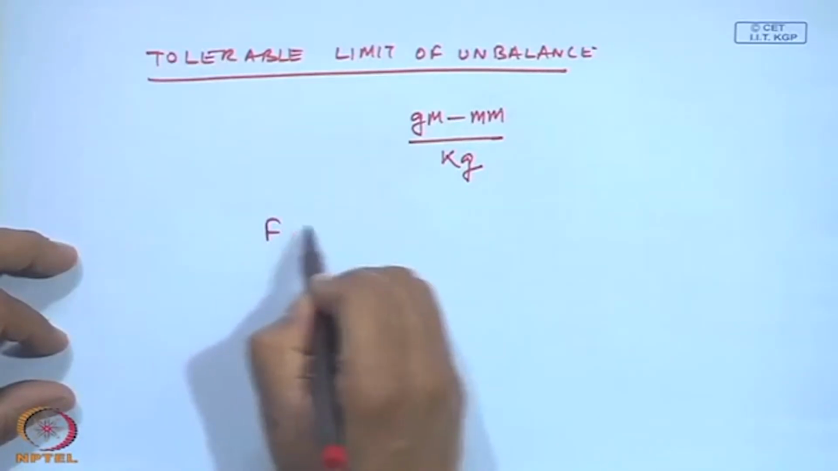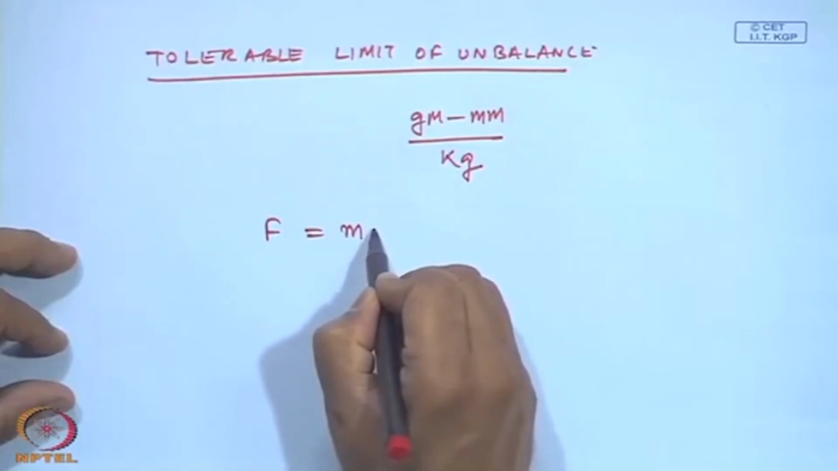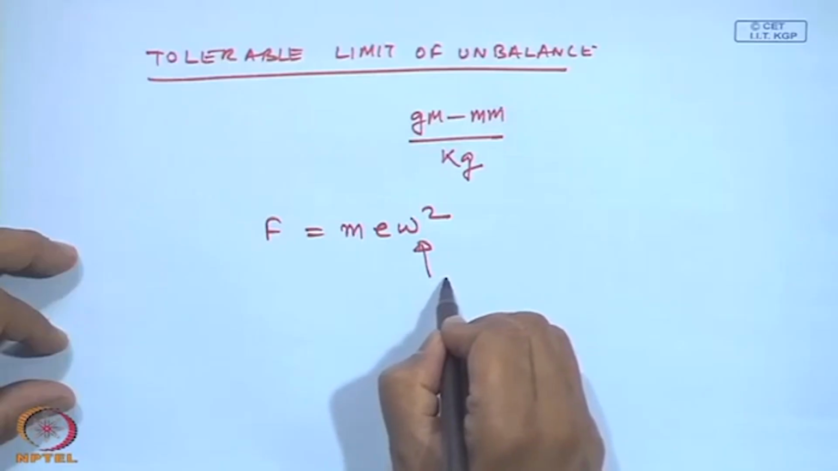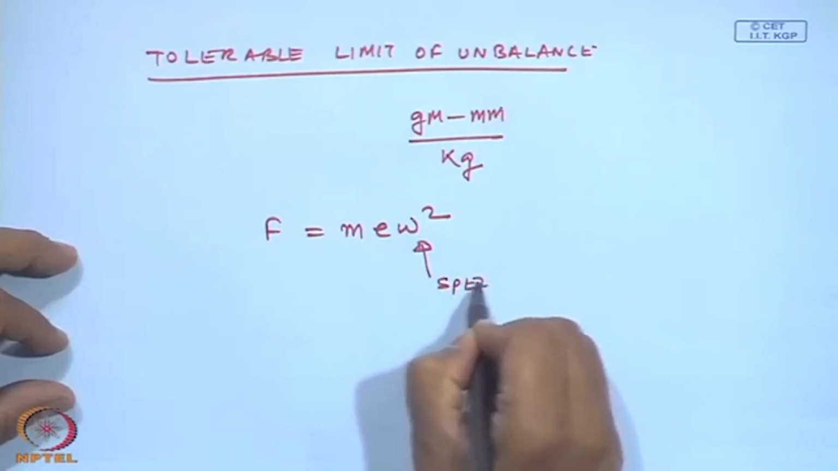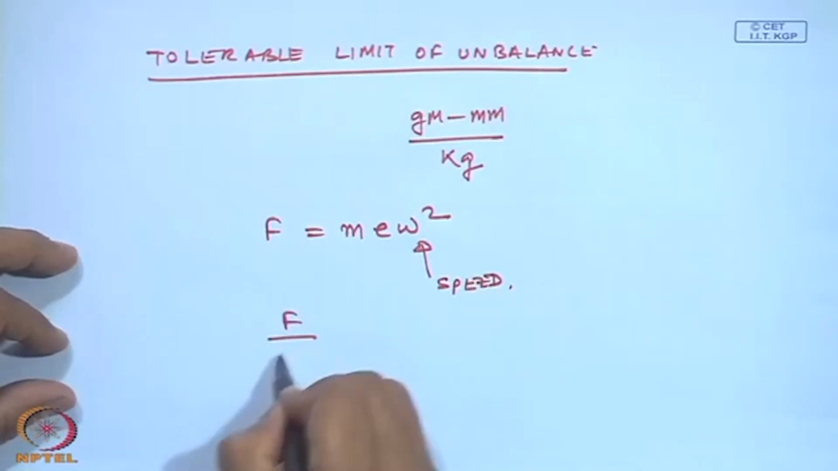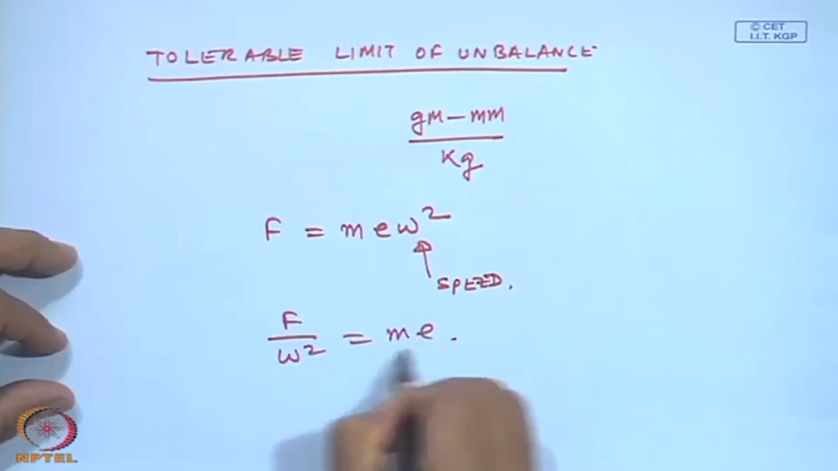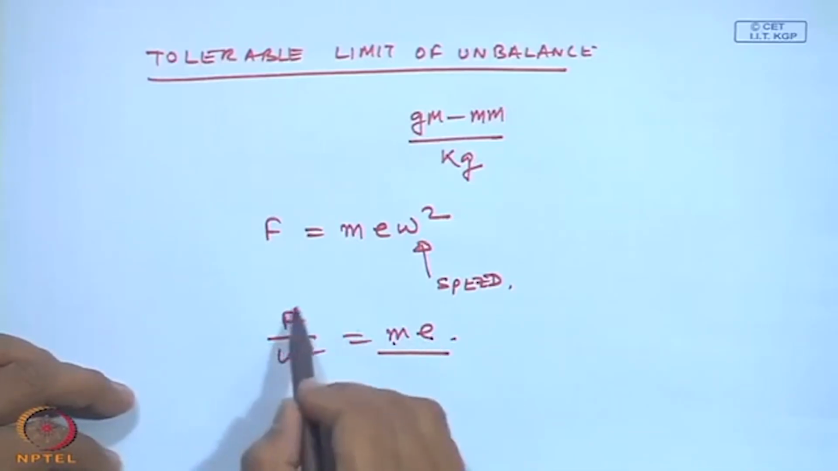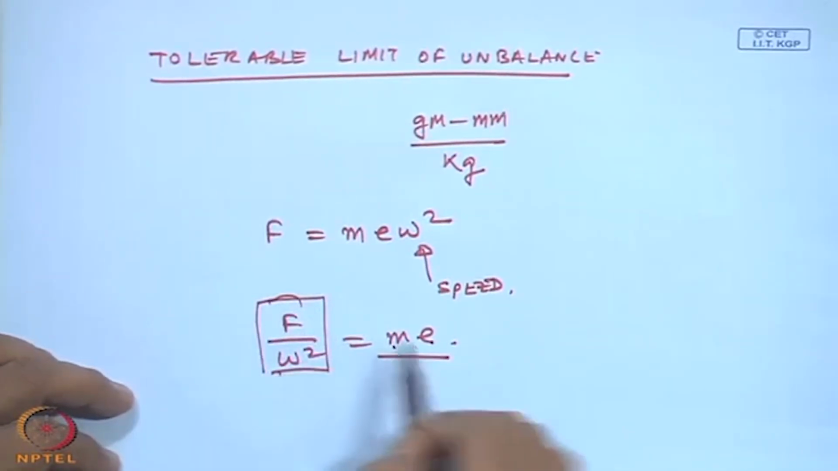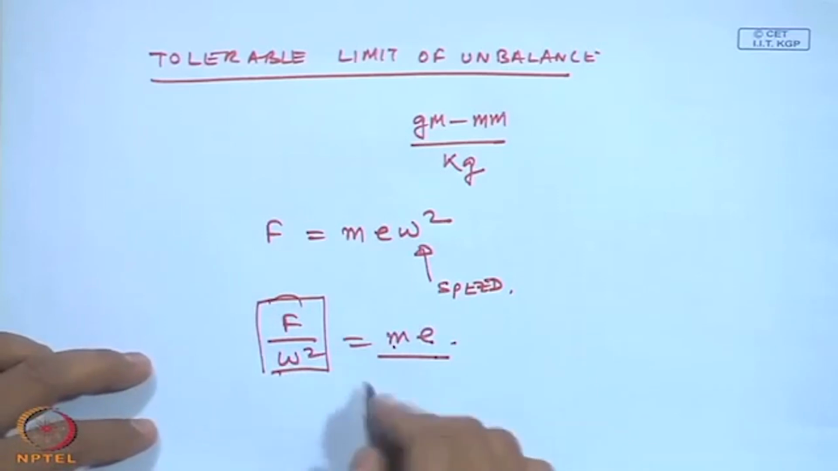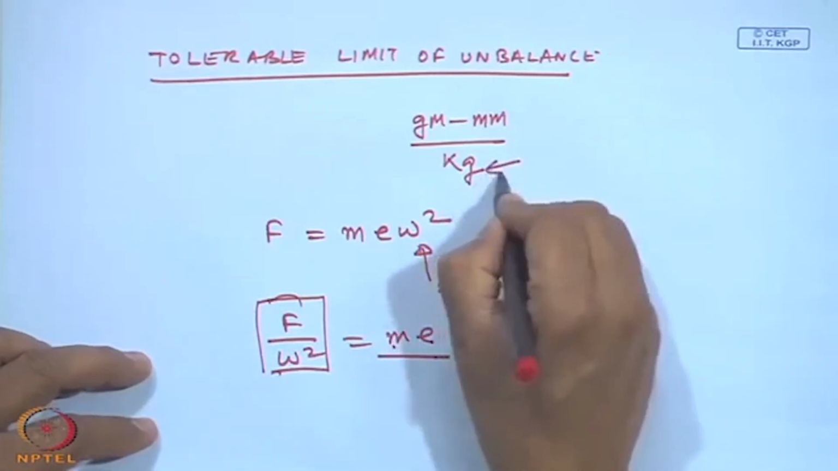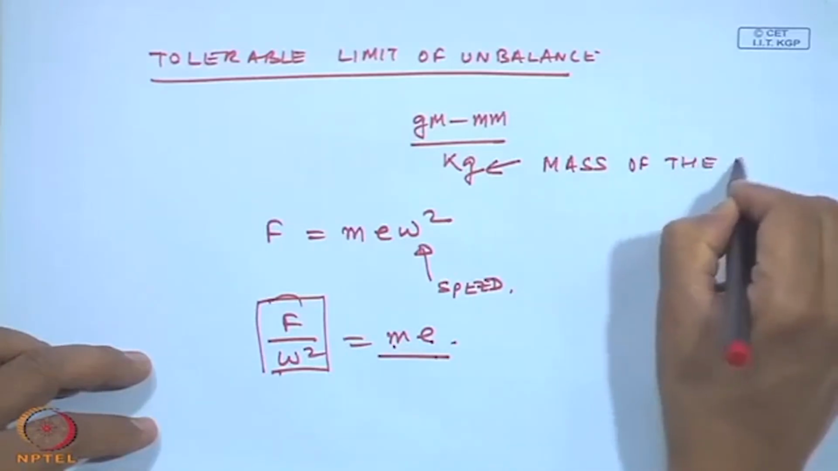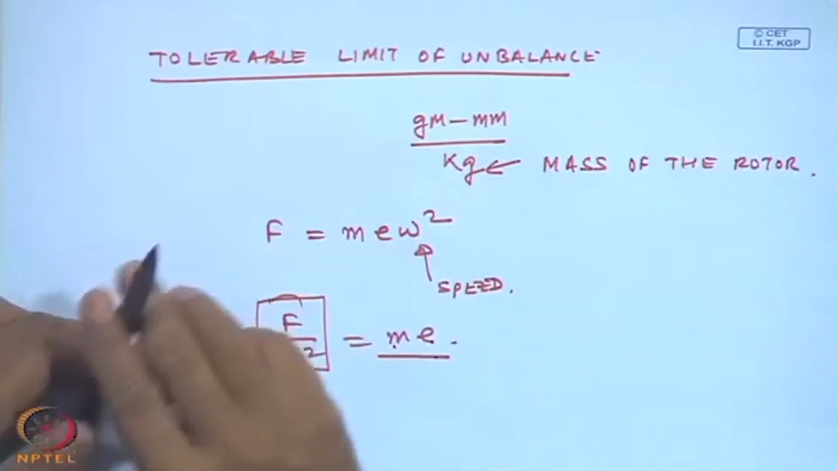Because the unbalance force is m e omega square, if I remove the speed unit out, F by omega square is equal to m e. So, I can say it as gram per millimeter, and if it is a particular speed, I know what the residual is, and the mass, this is the mass of the rotor in kg.